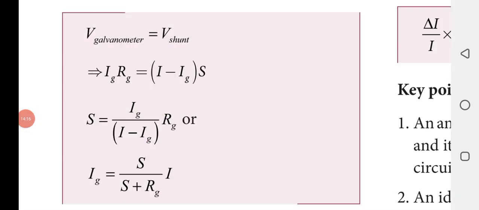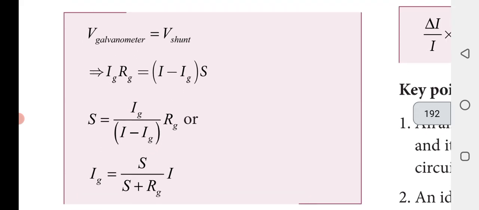Now we will find out how much deflection is produced in this galvanometer, that is, the current value produced. So we have to derive the equation for that. First of all, we start with the potential difference. The potential difference across the galvanometer is the same as the potential difference across the shunt resistance. That's why we equate the two potential difference values. V for the galvanometer is equal to V for the shunt resistance.